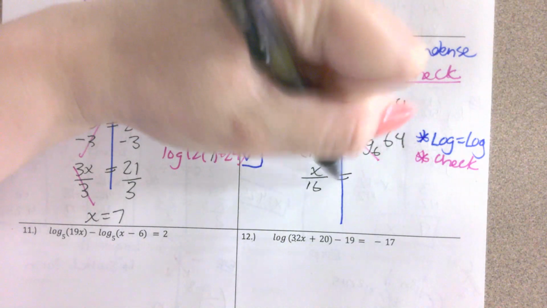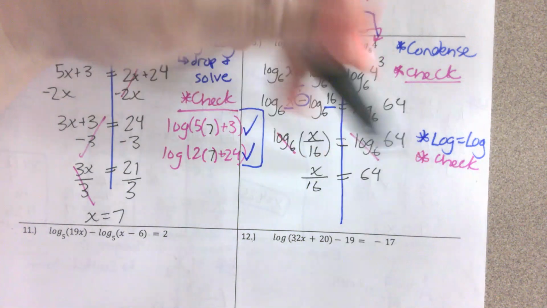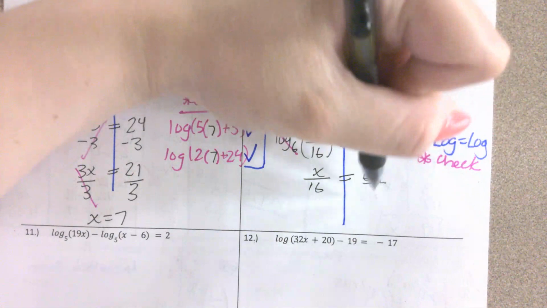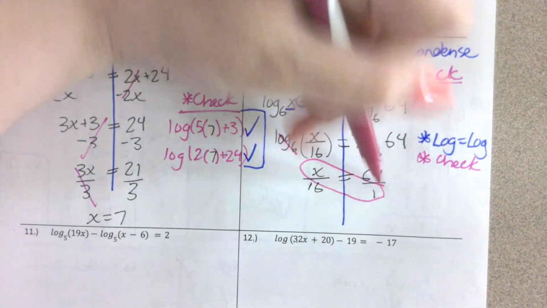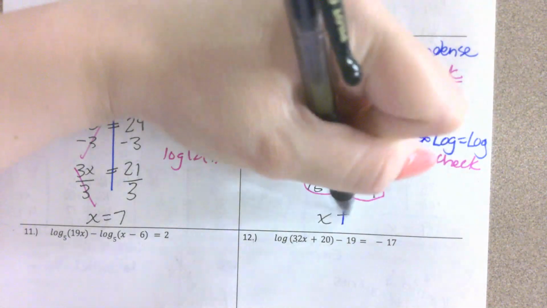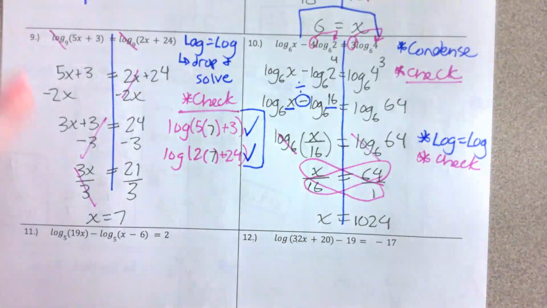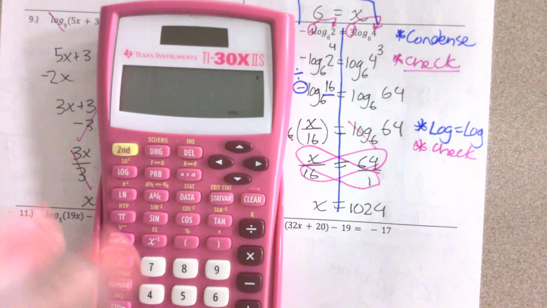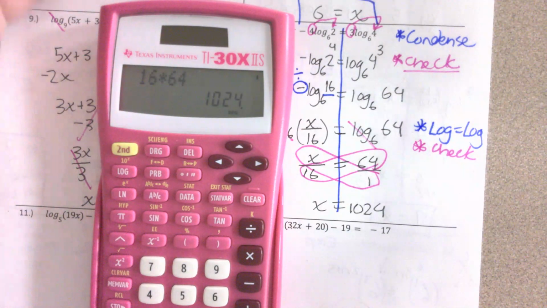X over 16 equals 64. There's 2 ways to do this. I'll show you one way on this problem. We can cross multiply. If you drop a 1 under that 64, cross multiply. 1 times x is x. 16 times 64, that's 1024. I will show that because it does feel small. I feel like it's still right. 16 times 64. Yep, 1024.